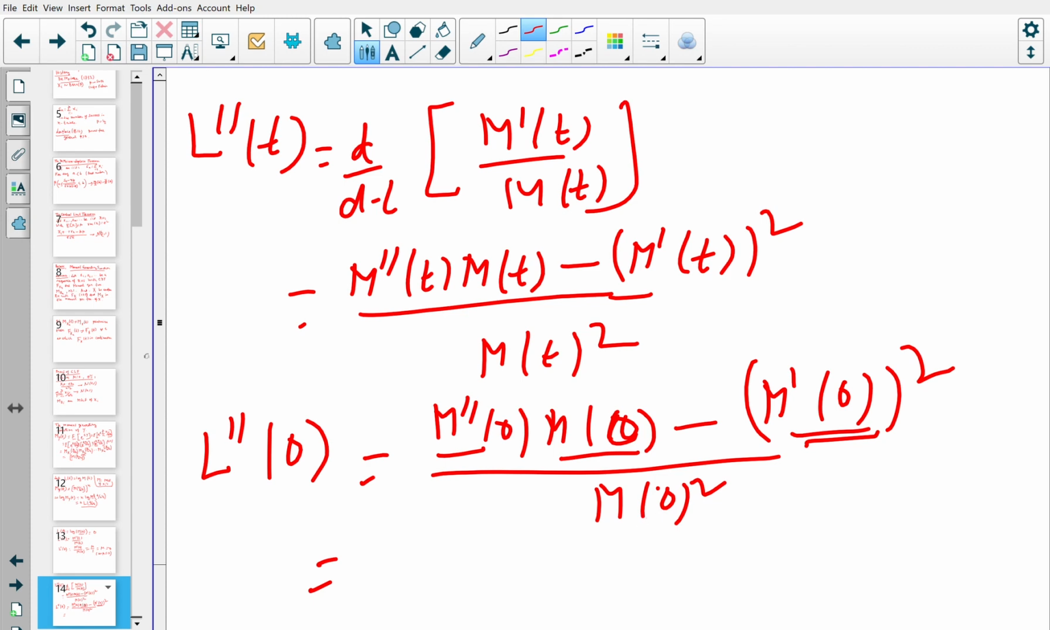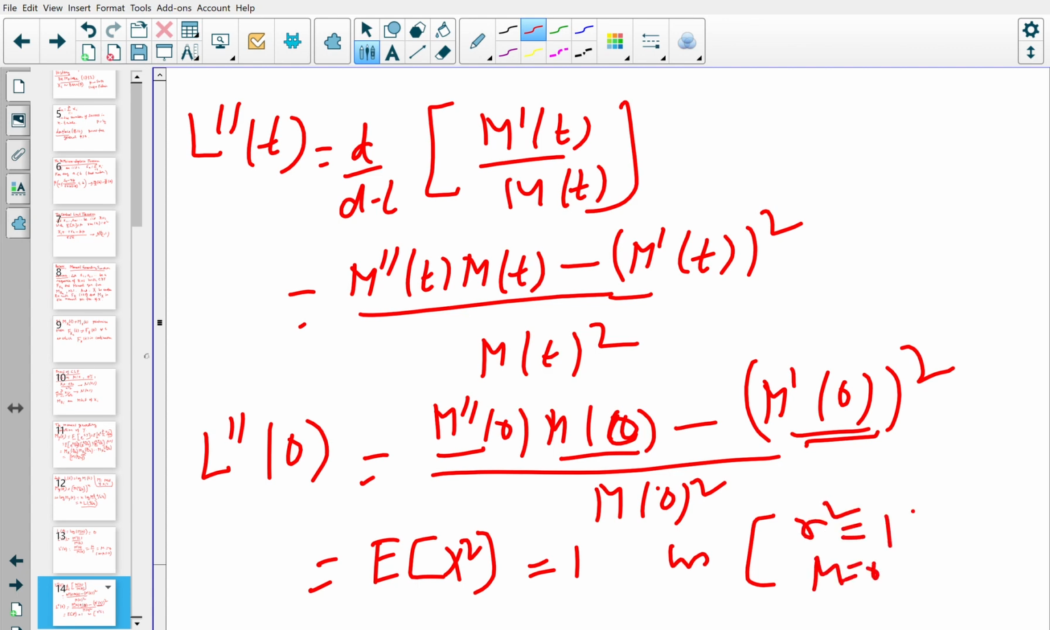So what is the final thing? The final thing is the expectation of x square, and you know that this is 1, as sigma square equals 1 and mu equals 0. So expectation of x square is equal to 1. So now you already have the properties of L, how it will behave.